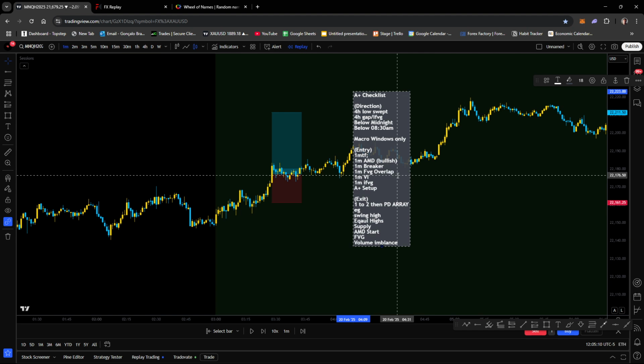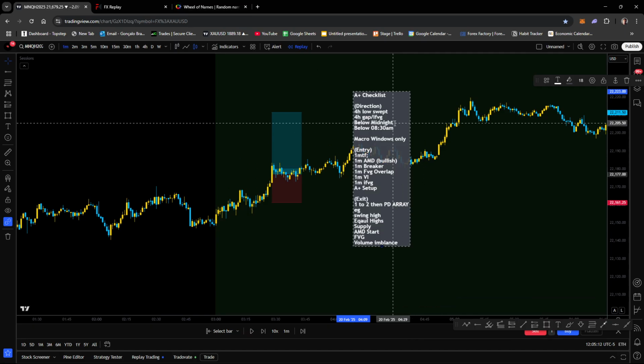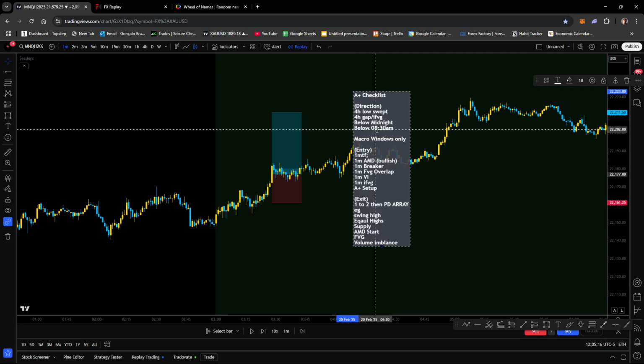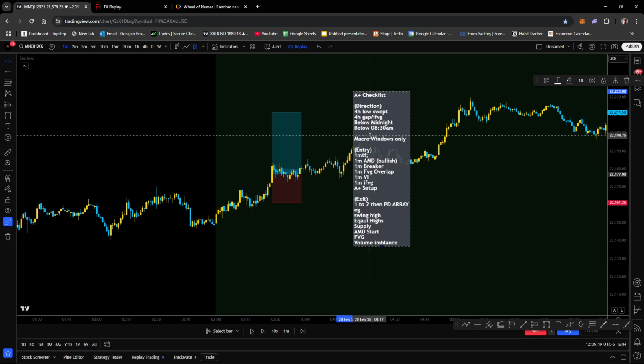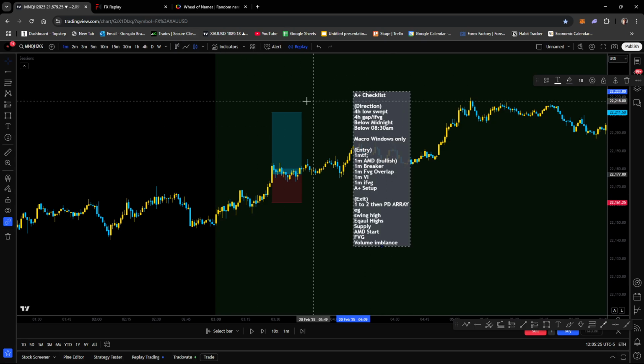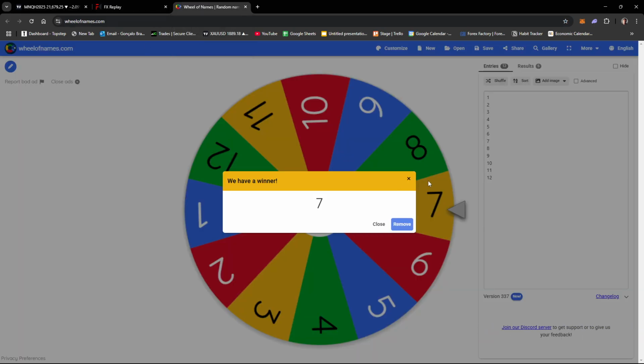Now for this, we're going to be using the macro windows only. 4 hour is for direction only. We want to be below midnight if we're going to take buys, below the 8:30 for buys. That would be an extreme discount. And if we're above them, that's an extreme premium. Let's get into it. We will also use ES for SMT.